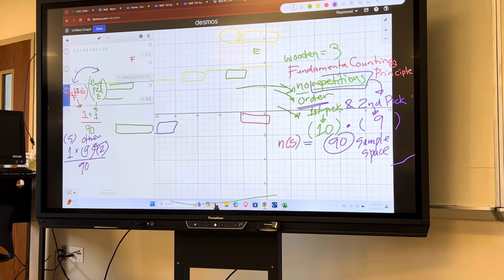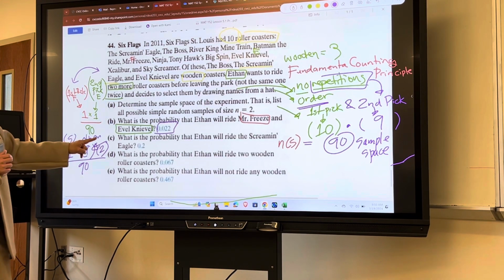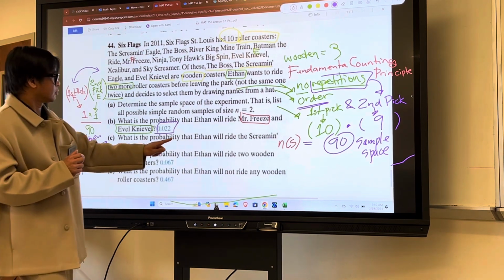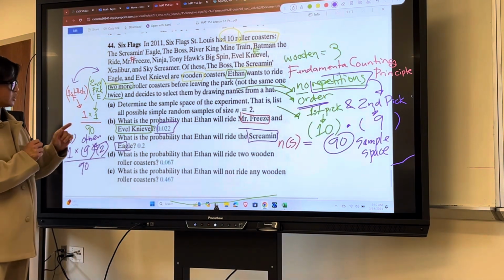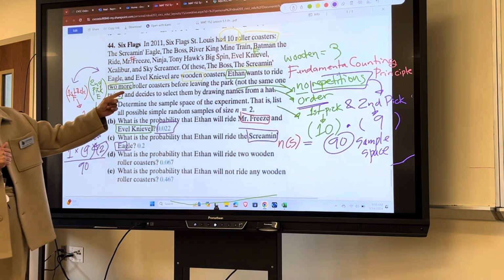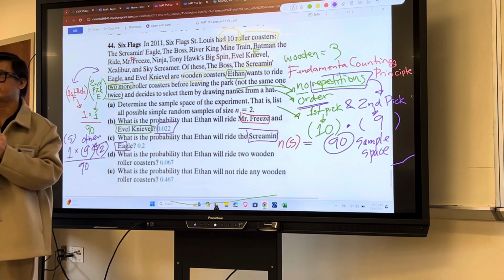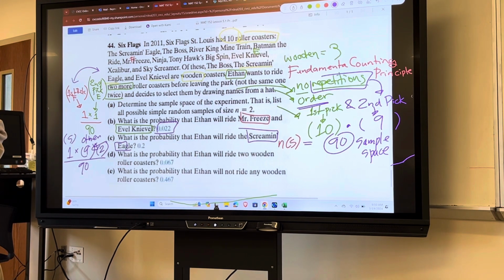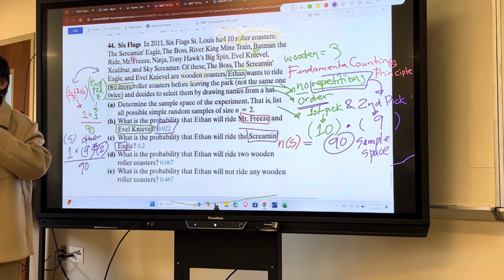Are we good? So which one did we just do? C or D? C. Did we do letter C? Yes. So you're just calculating for the Screaming Eagle only. So, what is the probability that Ethan will ride the Screaming Eagle? But again, technically the experiment is he will ride 2 coasters, right? So out of the 2 coasters, one of them will be Screaming Eagle. But since you would choose 2 coasters, then the other roller coaster will be what? You have 9 left to choose from. Get it?